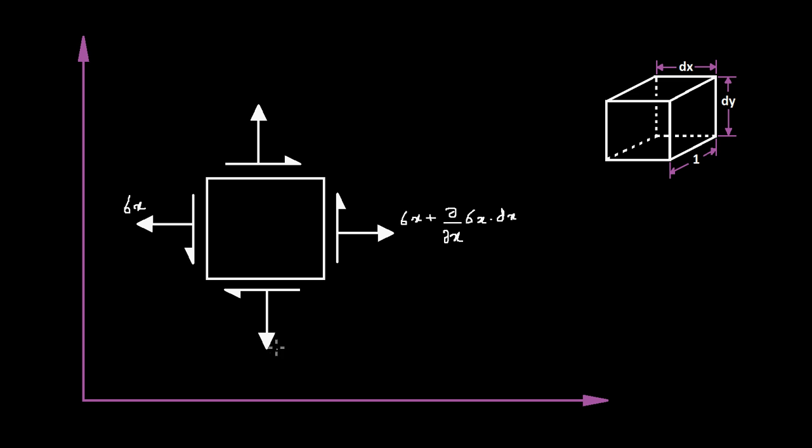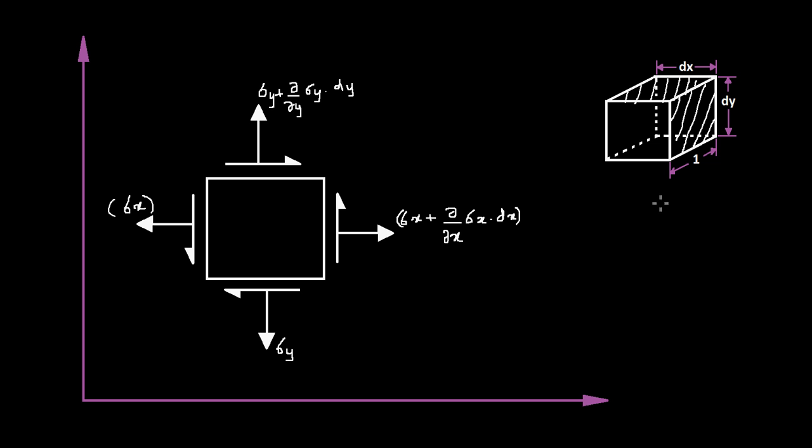Similarly, you have a sigma y here, and similar to this you have a sigma y plus a rate of change of sigma y times length dy, acting in this plane, which is dx times 1. The area corresponding to this stress will be this area, which is dx times 1. And the area corresponding to this stress and this stress will be similar, and as you can see, that area is dy times 1.